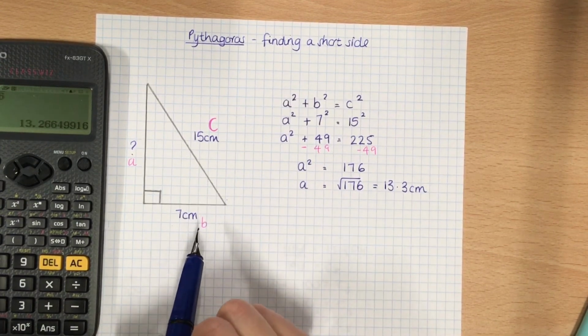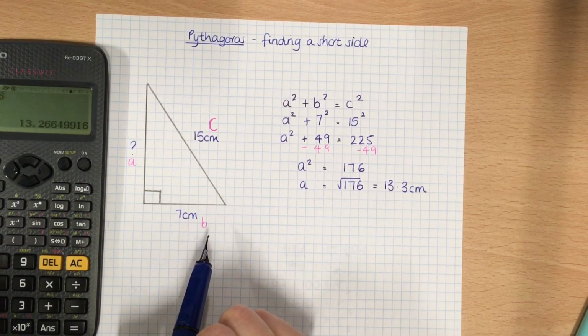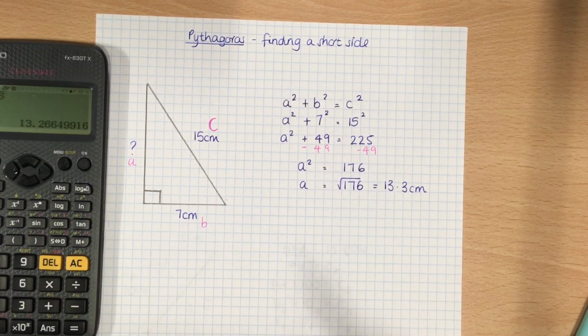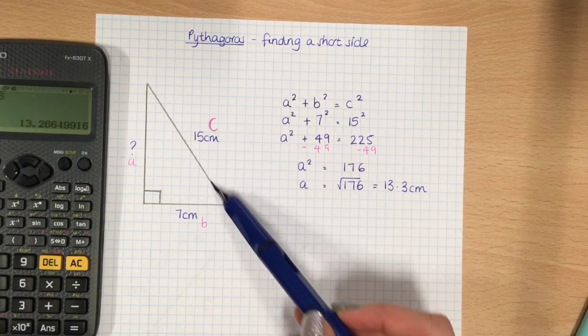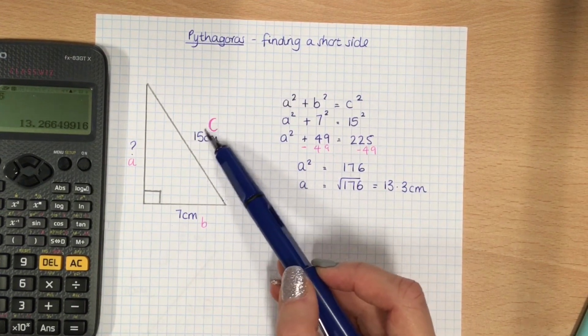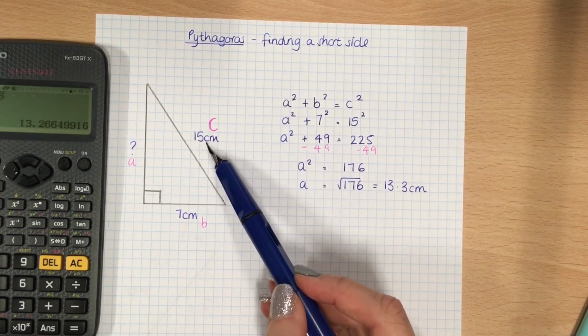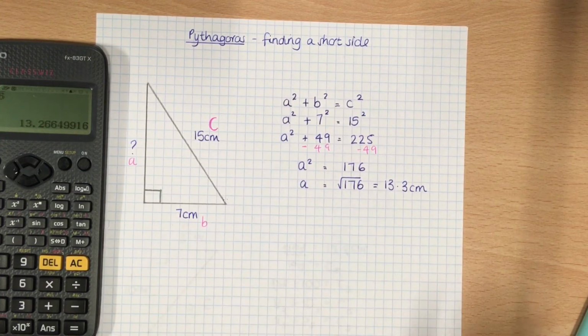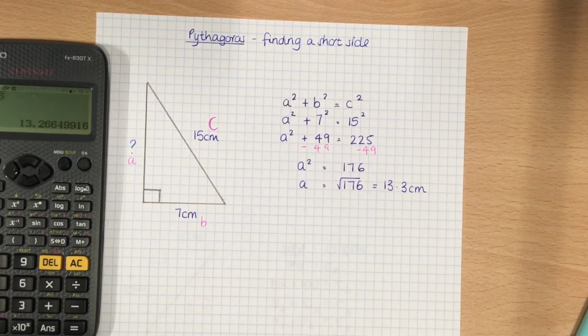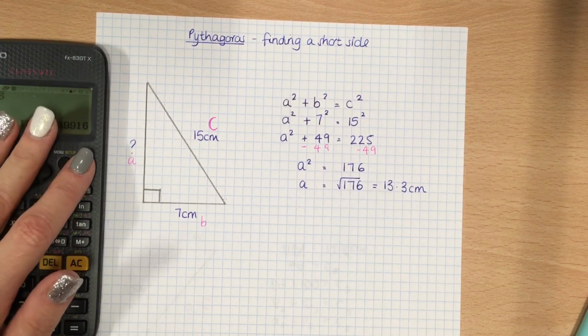Remember, this is a shorter side. Okay, it's not the shortest, obviously, but it is meant to be shorter than the longest side, which is C. So if your answer here is more than the longest side, which is here, then you've gone wrong somewhere. Okay, so you'll need to go back and check what you've done to make sure that your answer is smaller than the longest side.